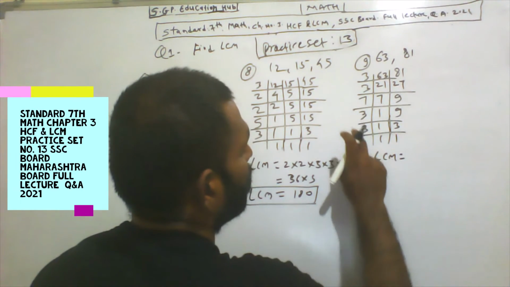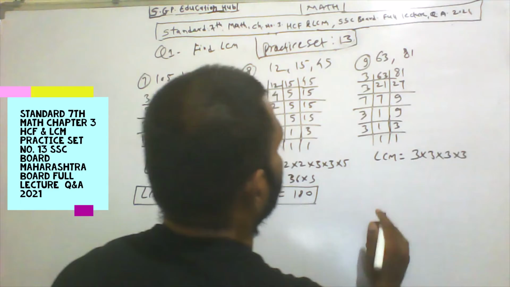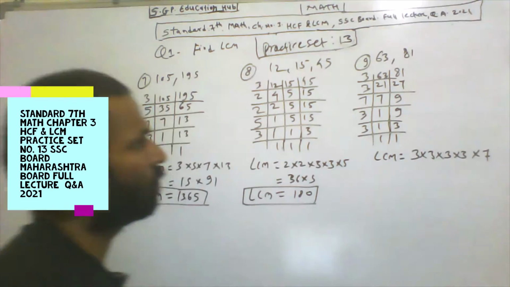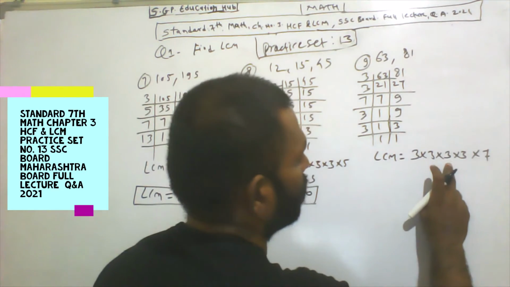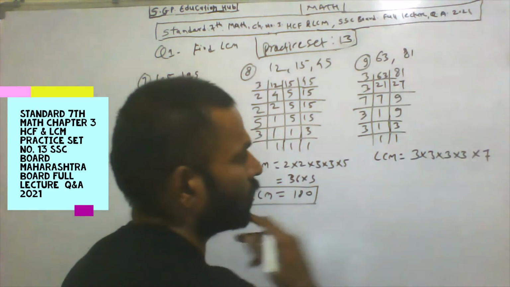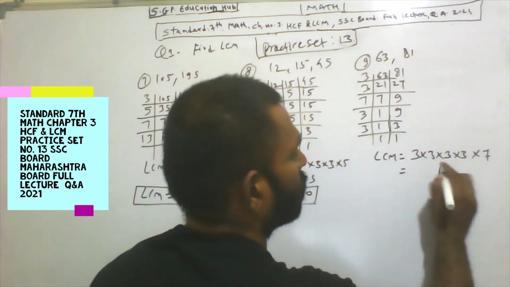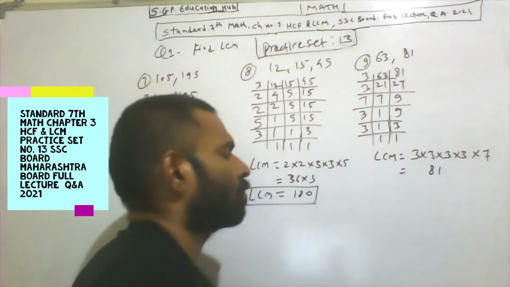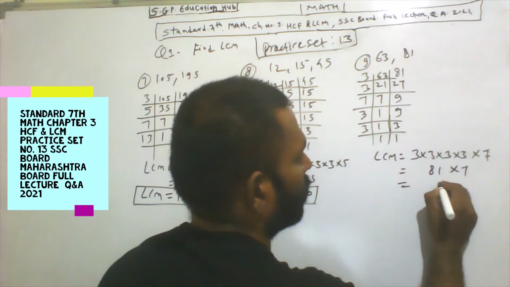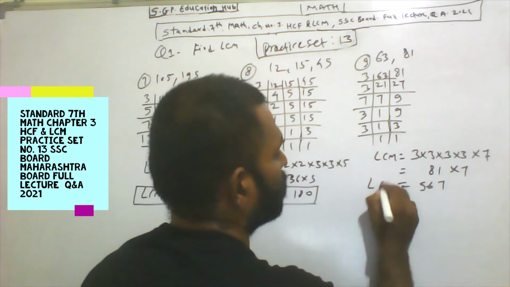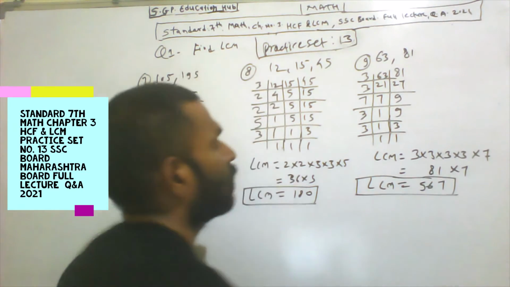How many times 3? 1, 2, 3, 4 times 3. 3 into 3 into 3 into 3. Okay, then 1 time 7. 1 time 7. So 3 into 3, 9. 9 into 3, 27. 27 into 3, 81. Okay, into 7, 7 eights are 56. Okay, LCM is 567. Last number question is there.